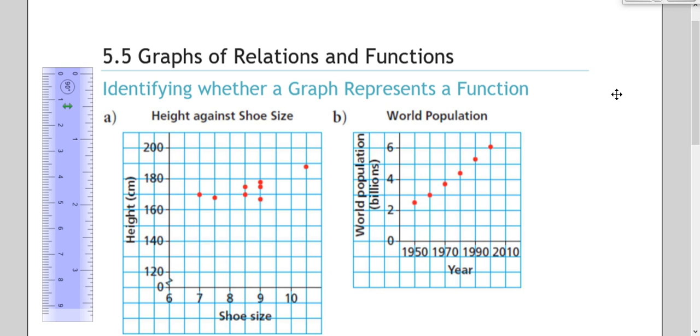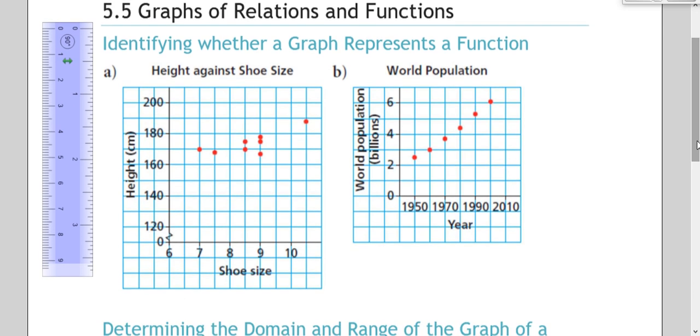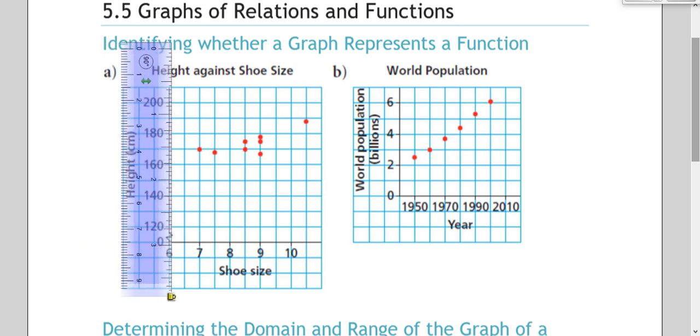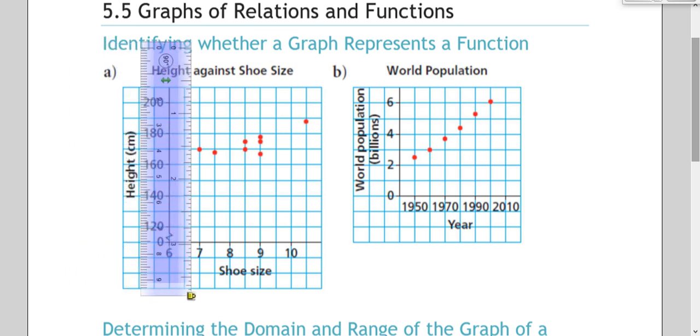Okay, we're on 5.5, graphs of relations and functions. So we're going to identify whether a graph represents a function, and the way we're going to do that is a handy dandy thing called the vertical line test. So you'll want to whip out your ruler like I have mine here, and what you're going to do is take your ruler and move it along just like this, vertically.